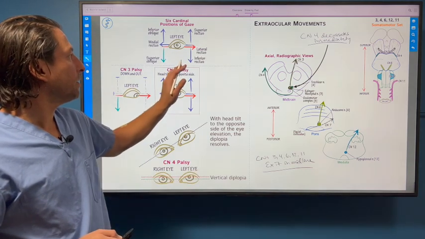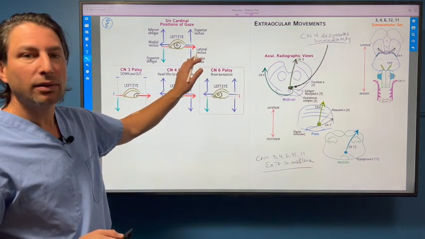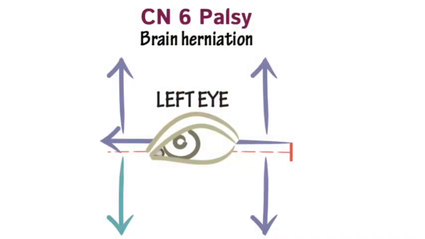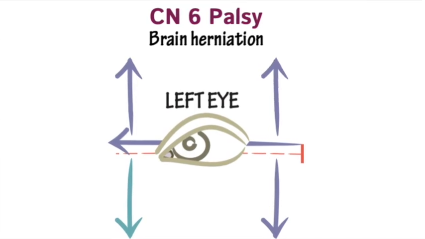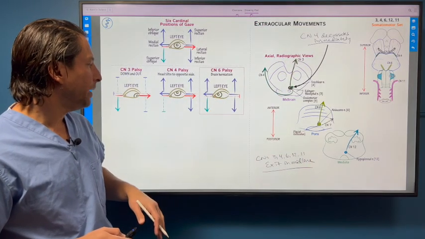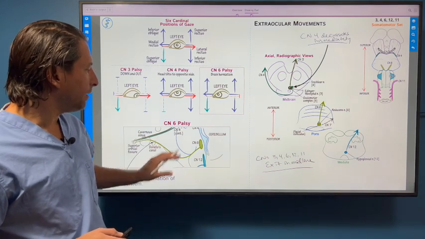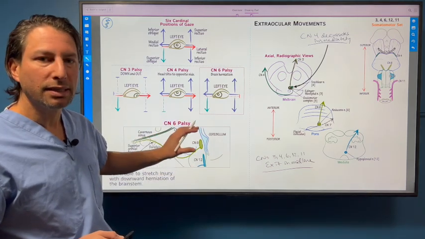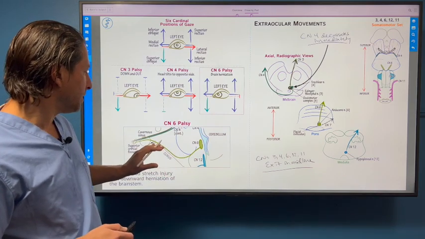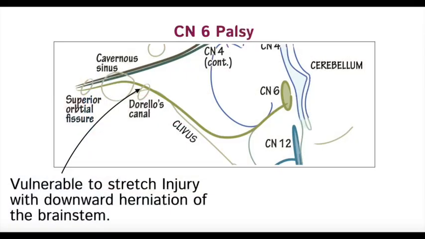So what about cranial nerve 6? It innervates the lateral rectus, which moves the eye outward. So in a cranial nerve 6 palsy, the eye is unable to rotate outward and is drifted inward here. And the important clinical point here is that when there's pressure on the brainstem, there's stretch on cranial nerve 6 because it's pinched here at Dorello's canal. So that causes denervation when there's downward herniation or pressure on the brainstem itself.